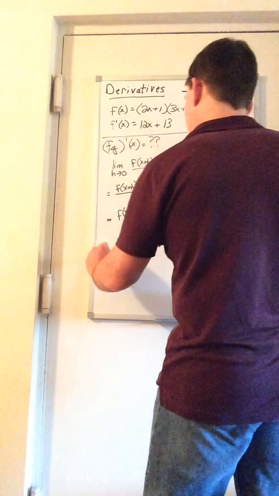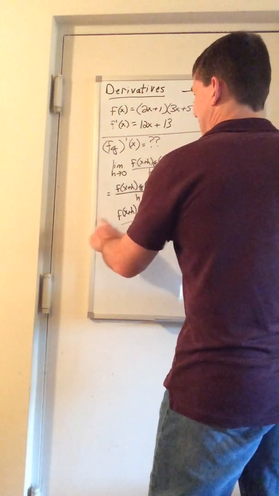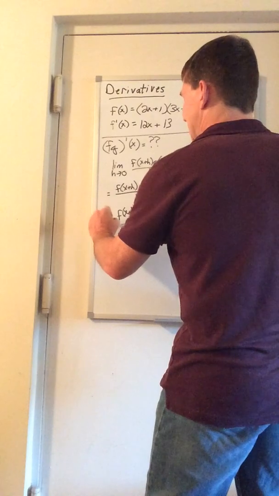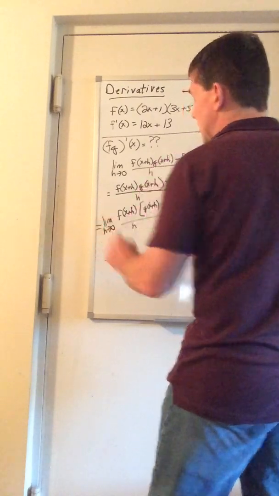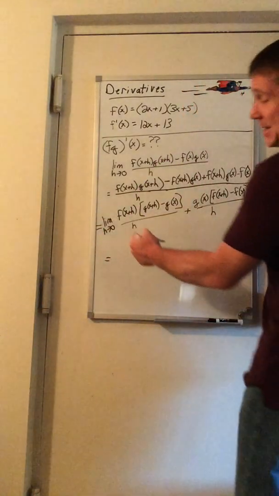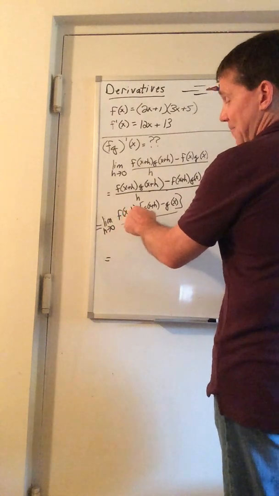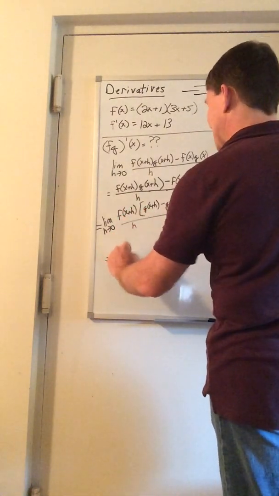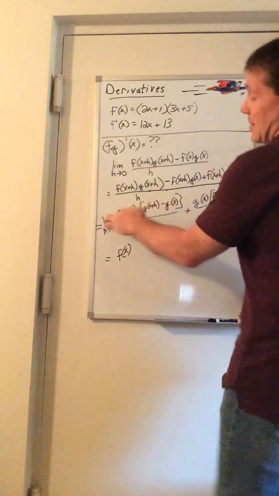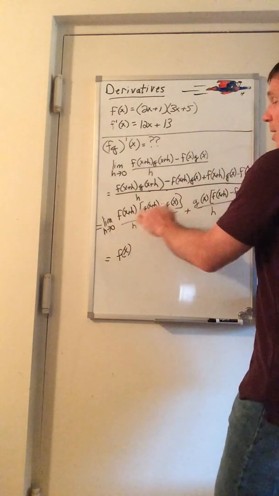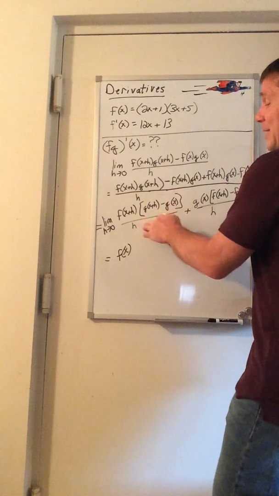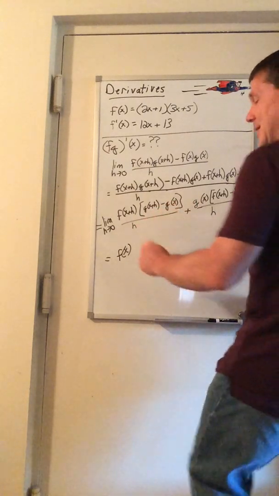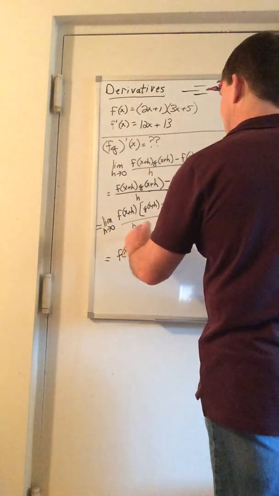Now I can apply my limit. And here, maybe I'll just do it this way again to save a little bit of room. Now we'll apply the limit as h approaches 0. As h approaches 0, f of x plus h becomes f of x. So that's just f of x. This, the limit as h approaches 0 of g of x plus h minus g of x over h, is the definition of the derivative of g of x. That's g prime of x.